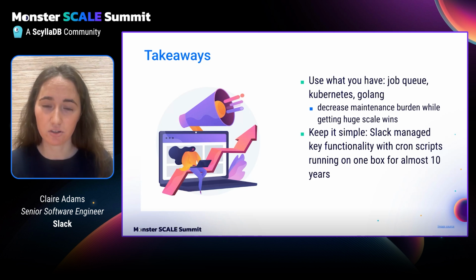And I think an undersold takeaway is to keep it simple. Slack ran key functionality, like your reminders, with cron scripts for 10 years on one node. That's a long time to be like, we're going to deal with this kind of less than ideal system, but it's good enough. It's okay. It gets the job done. And I think that is a really key takeaway: it's okay to keep it really simple, even if it's kind of janky for a long time. And then, when you're fed up, you can try something better.